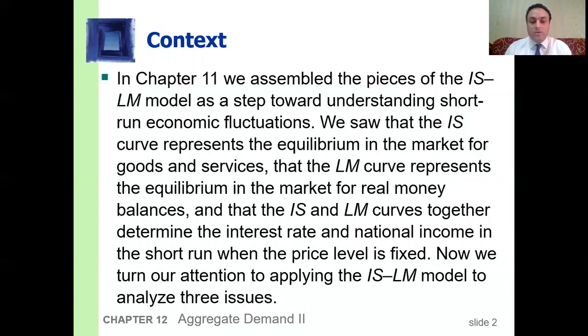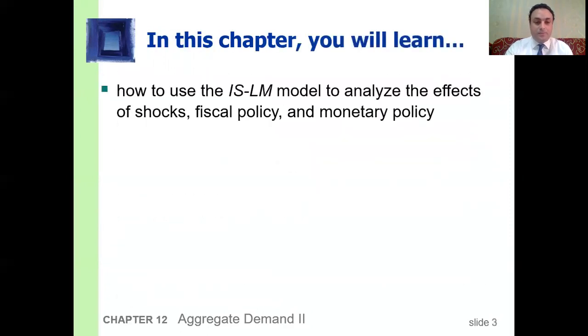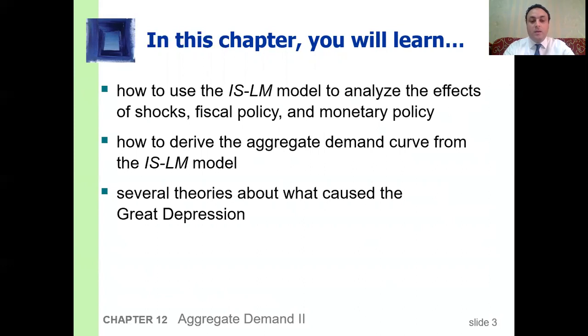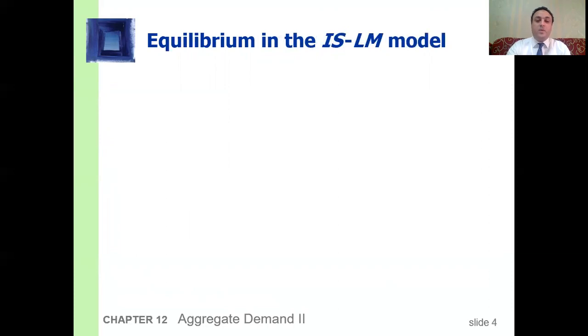Now we turn our attention to applying the ISLM model to analyze some issues. In this chapter, we will learn how to use the ISLM model that we learned how to build in the previous chapter. We will see how to use it to analyze effects of shocks to the economy, the fiscal policy and the monetary policy. Also, we'll learn how to derive the aggregate demand curve from the ISLM model. We will see also several theories about what caused the Great Depression. So let's begin with the equilibrium in the ISLM model.